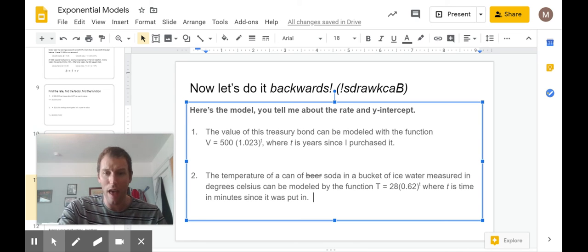I said it as part of that, but that 28, that's our initial value. That's our temperature, 28 degrees Celsius when we start. So I would say the can of soda was 28 degrees Celsius when we put it into the ice water, and every minute it cools 38% of its previous degrees, approaching 0.